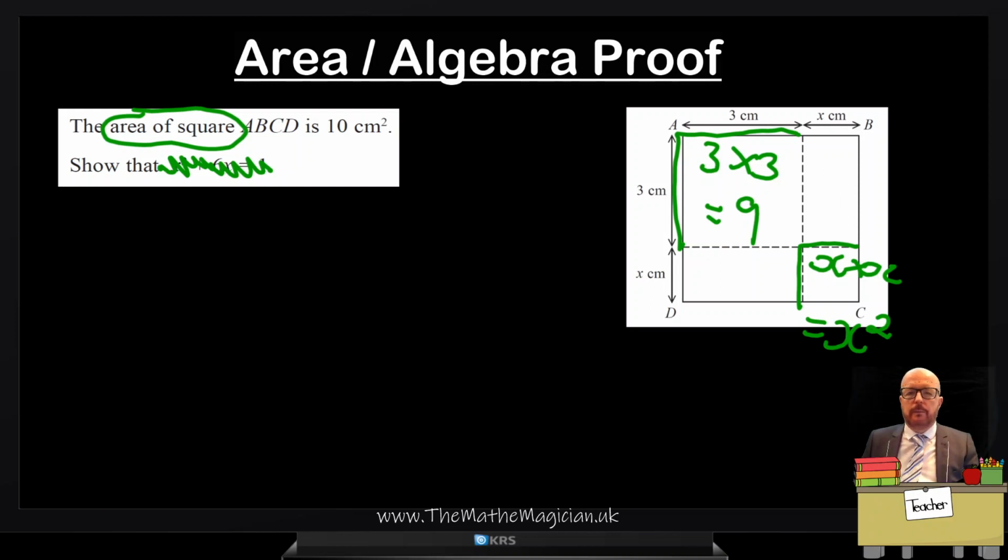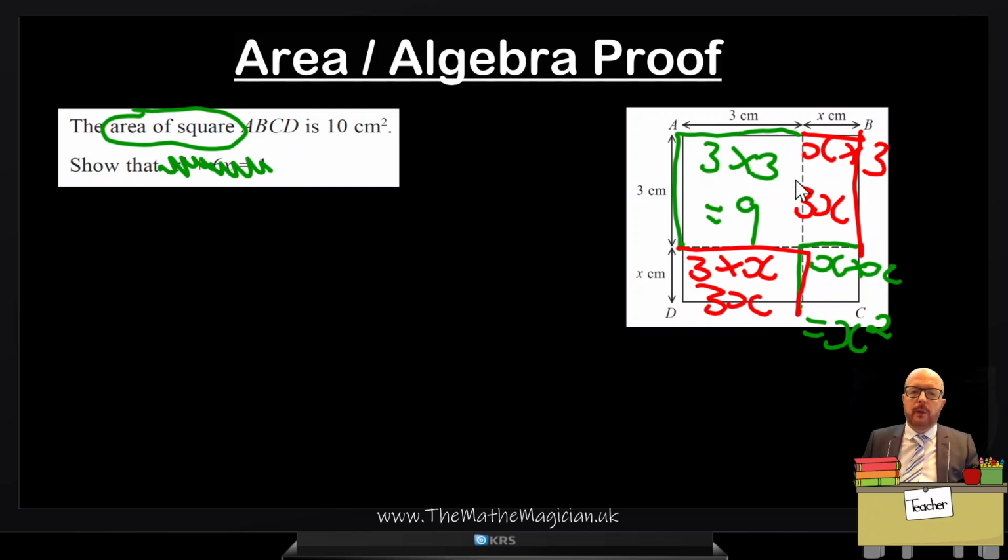Let's change my pen colour. Let's use red. This rectangle here is x wide, and it's 3 tall. So x times 3 is x3, or more appropriately, 3x. And down here is 3 wide and x tall, which is 3 times x, which is 3x again. So now we've at least got 1 mark.